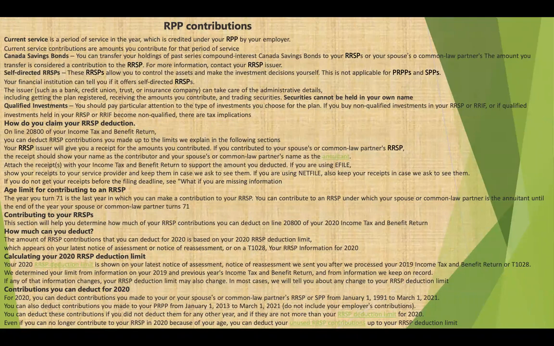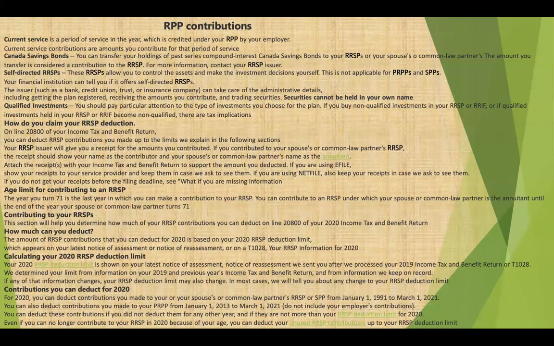Today we are talking about RPP contributions, the registered pension plan. The current service is a period of service in the year which is credited under your RPP by your employer. And then Canada Savings Bonds: you can transfer your holdings of past series compound interest Canada Savings Bonds to your RRSP or your spouse's or common-law partner's RRSP, and the amount transferred is a contribution to the RRSP.